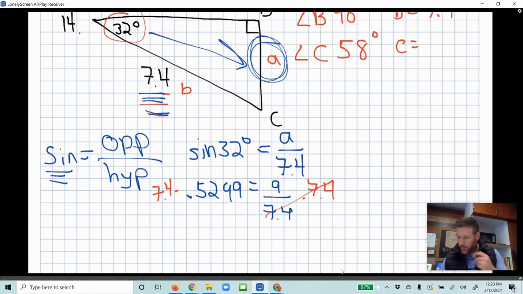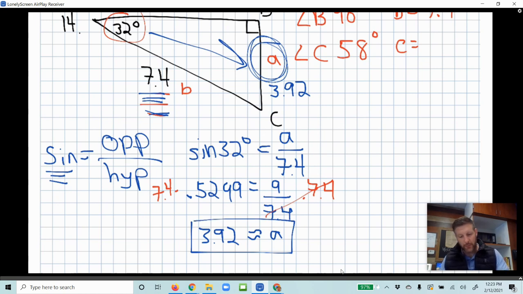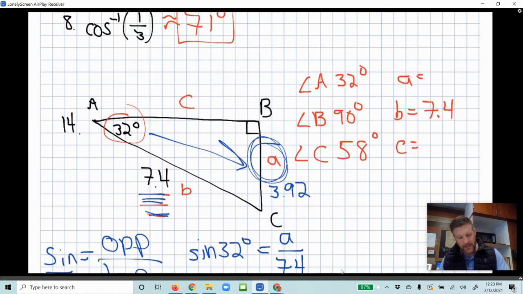We get 3 point, it says we're rounding to the nearest hundredth. Okay, so when I do that, I get 3.92. So A is equal approximately to 3.92. So that means this side over here is just under 4. We don't know what we're measuring, 4 units. And that makes sense, at least, because the hypotenuse is 7.4, so it's got to be something smaller. So 3.92 makes sense. So now we've got our second side.